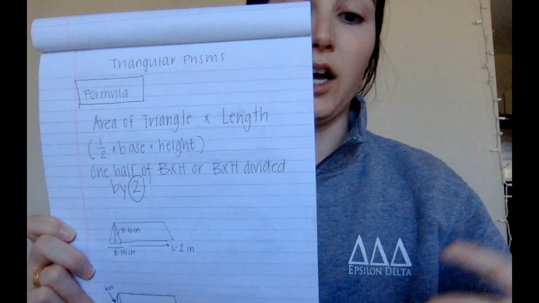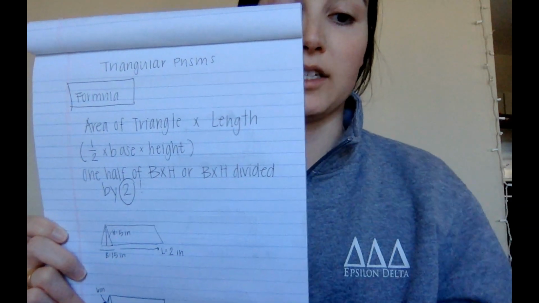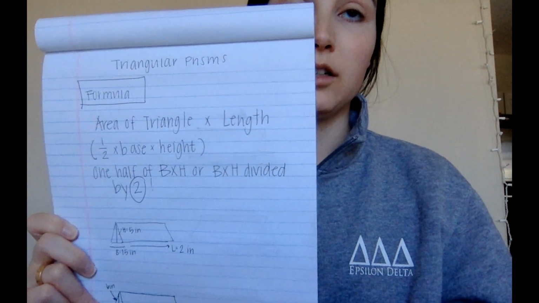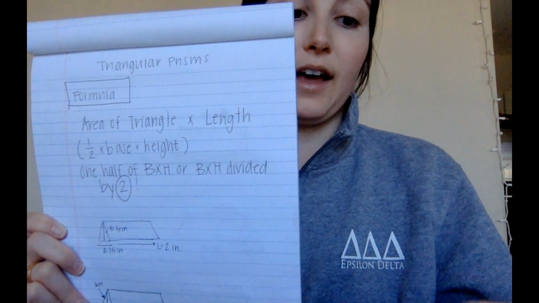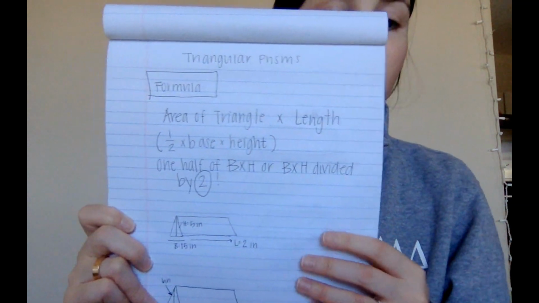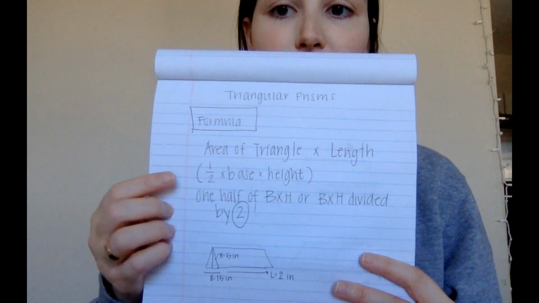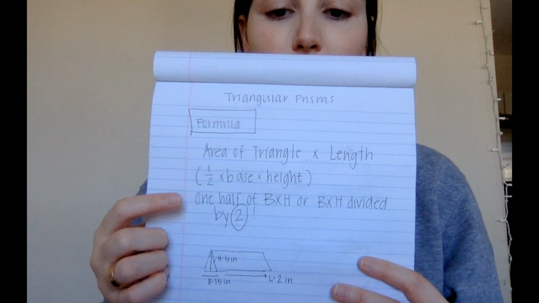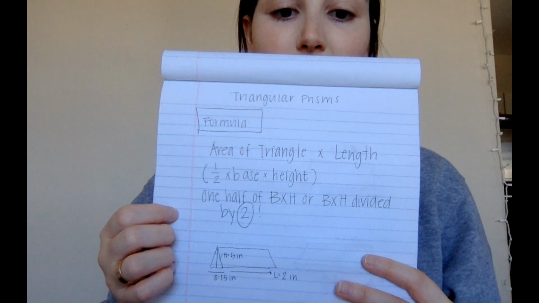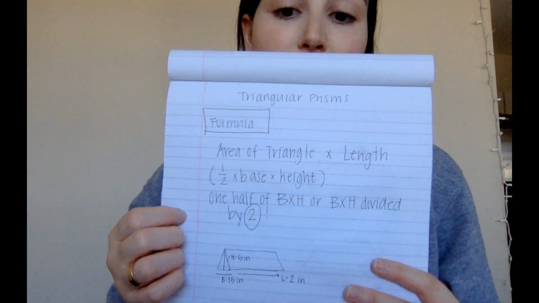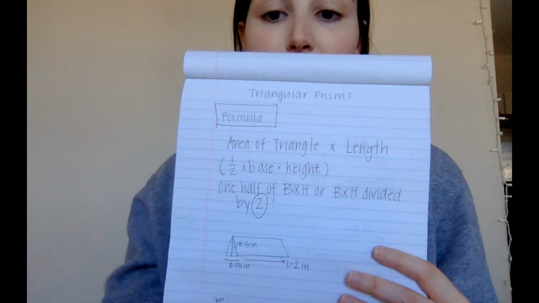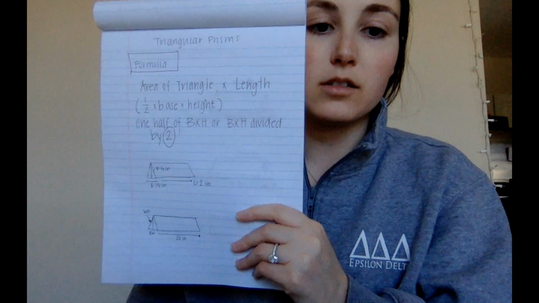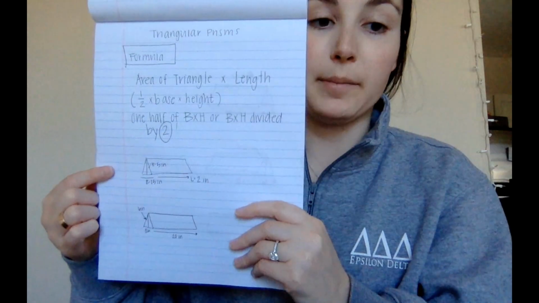So I will be solving my first problem one way, and then I'll be solving my second problem another way, just so you can see the differences. If you look closely at my first problem, I'm noticing the height of the triangle is 5 inches and the base is 15 inches. I'm going to multiply those together, find half of that, and then multiply the area, which I found, by 2, which is the length.